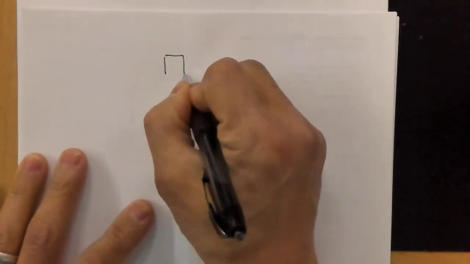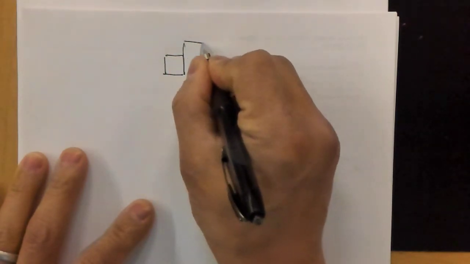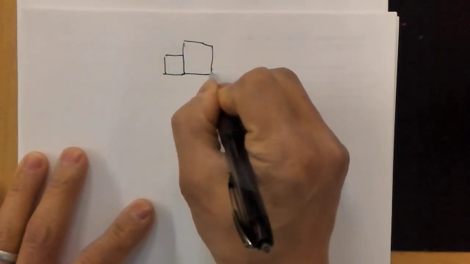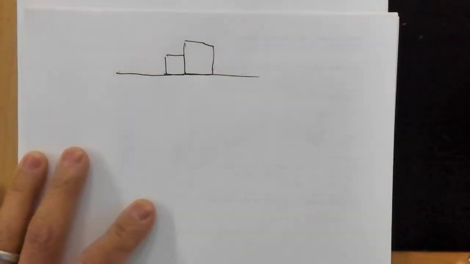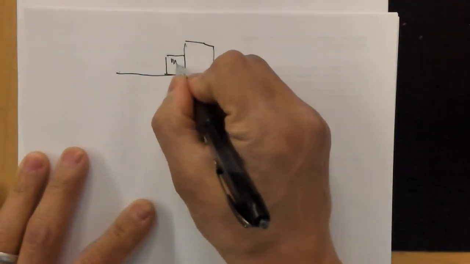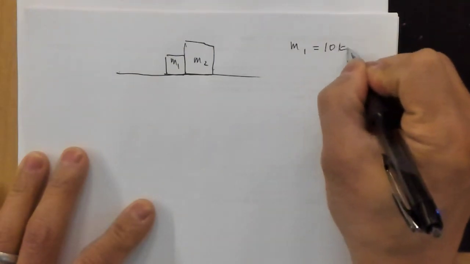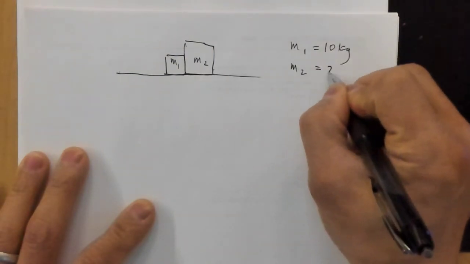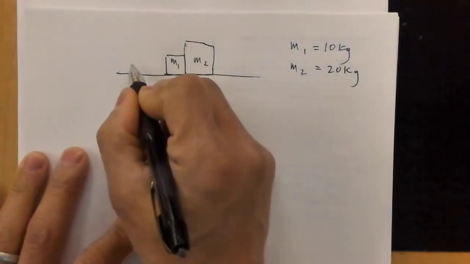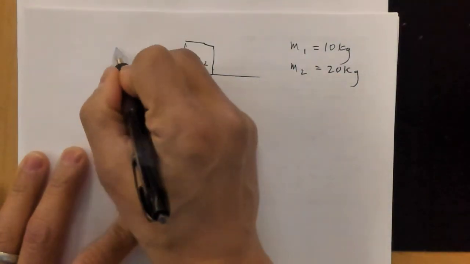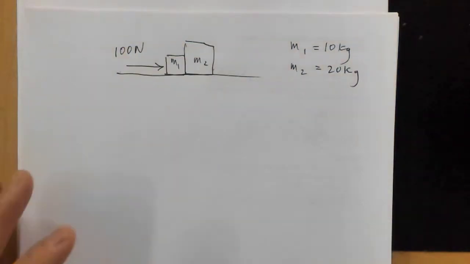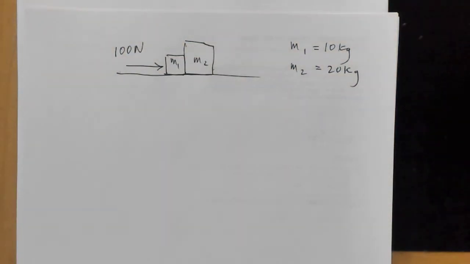Suppose we have, let's say, one mass like this. Maybe there's another mass like this. You could have a third mass connected to it. Let's say this is M1, this is M2. M1 maybe is 10 kilograms. M2 is 20 kilograms. Let's say it's a frictionless surface. You press on it with 100 newtons. Okay, problem like this. You can toss more masses in.